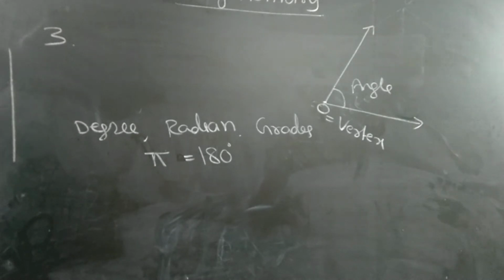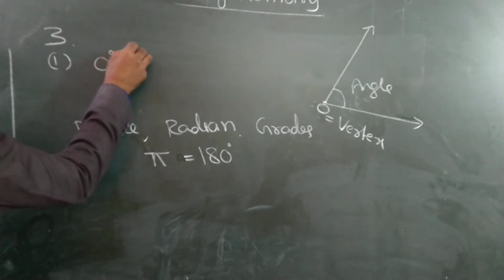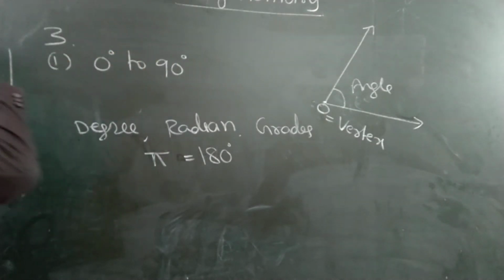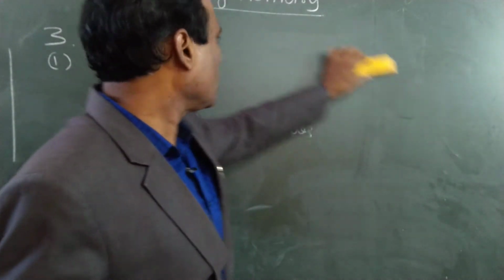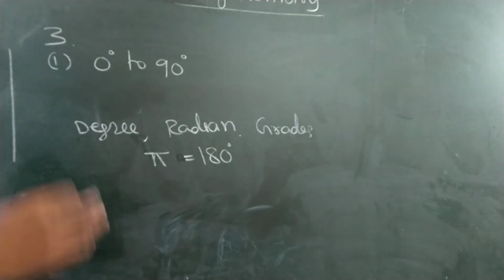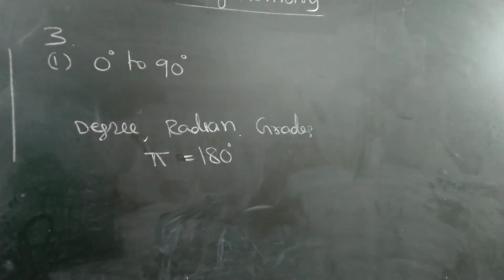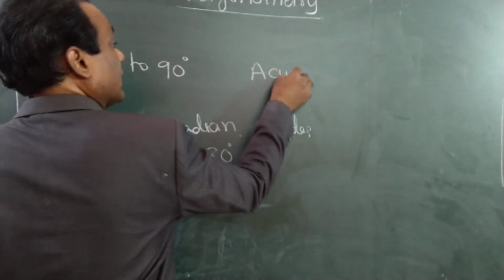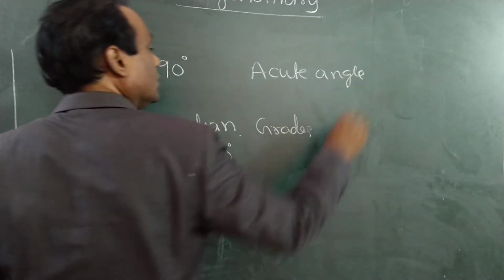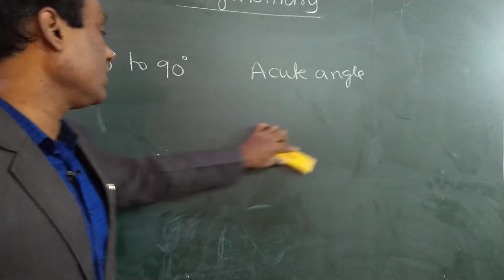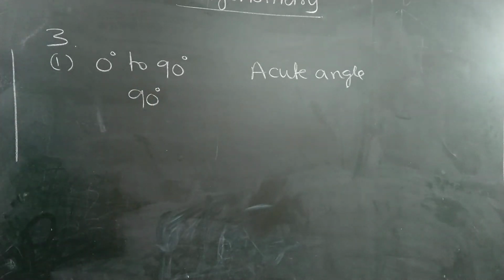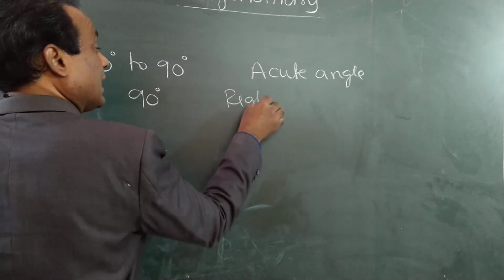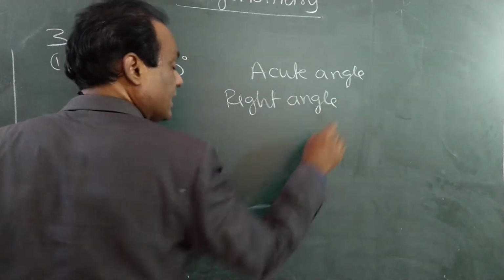Write down the third point. All this you studied in the lower classes; I am just doing the revision in this first class, so that after knowing these basics we will enter into the chapter. The angle between 0 to 90 degrees is called an acute angle. I will tell the detail. If the angle is 90 degrees, it is called a right angle. Right angle means 90 degrees.